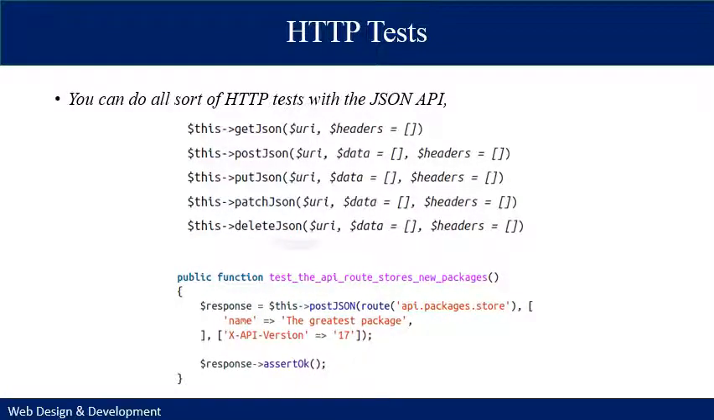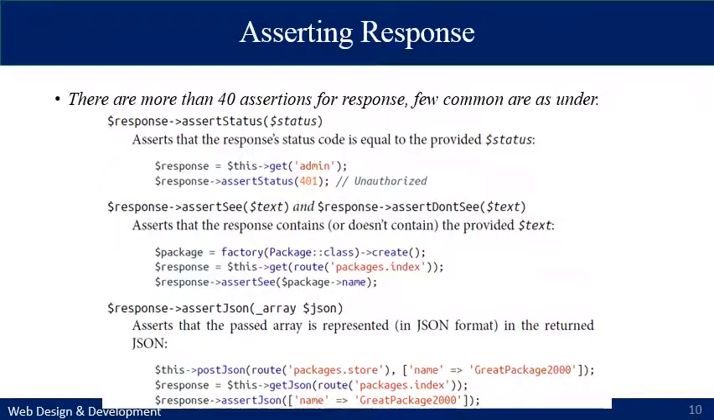So you can do all sorts of HTTP tests with the JSON API. All you have to do is append the JSON keyword to each of the HTTP request methods such as get, post, put. The rest of the mechanism is the same as before. There are more than 40 assertions for the response. A few common ones are provided here.